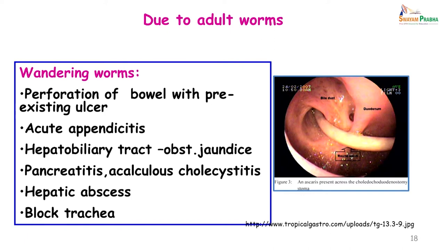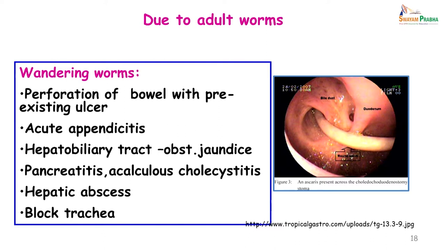Sometimes the worm may find its way to a pre-existing ulcer and cause perforation. It can go and block the appendix, leading to acute appendicitis. Sometimes it can enter the hepatobiliary tract, causing obstructive jaundice. It can also reach the pancreatic duct. When it blocks the pancreatic duct, it can lead to pancreatitis. In the gallbladder, it can cause an acalculous cholecystitis. When it reaches the liver, it can lead to a hepatic abscess.